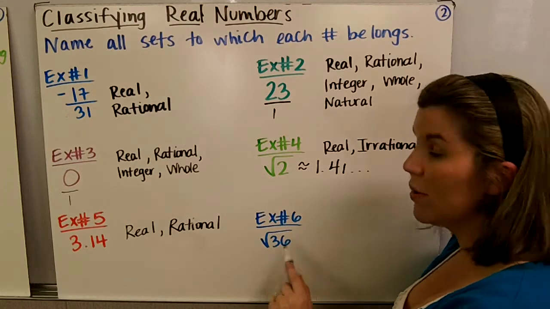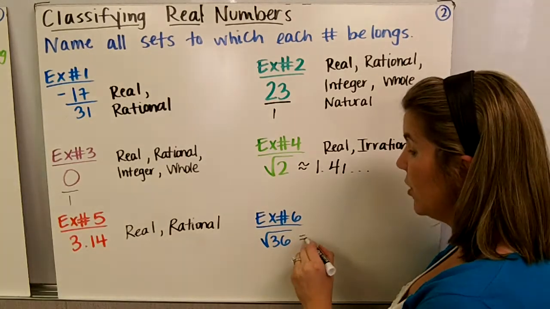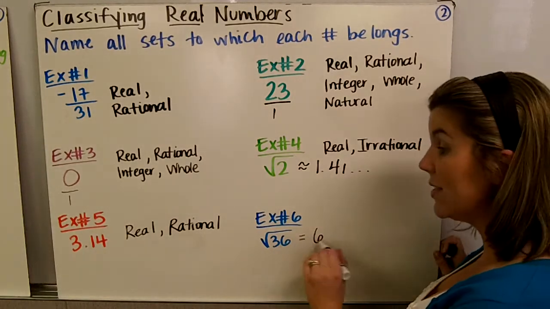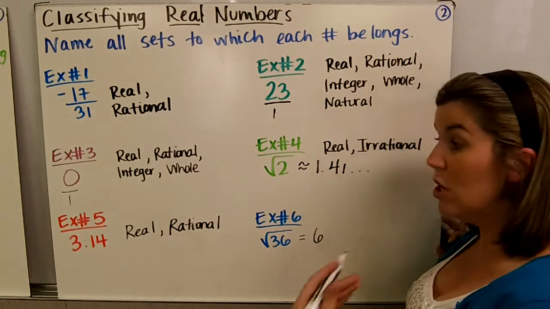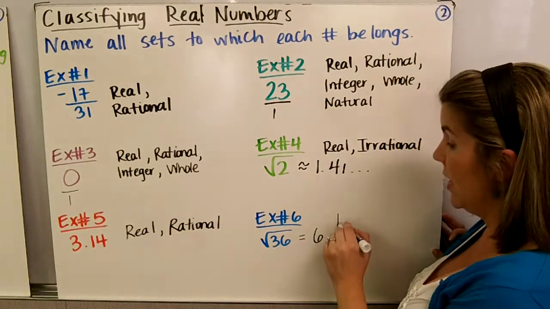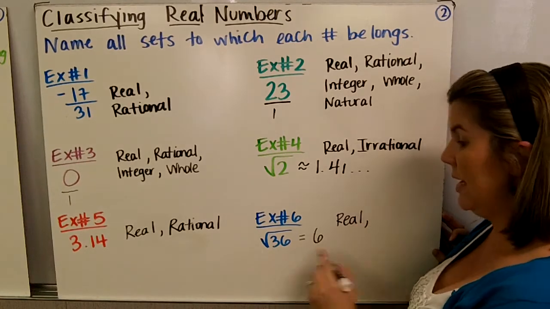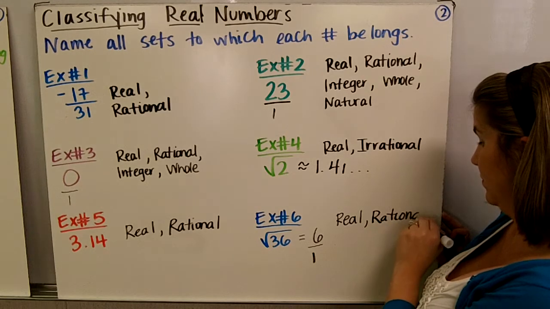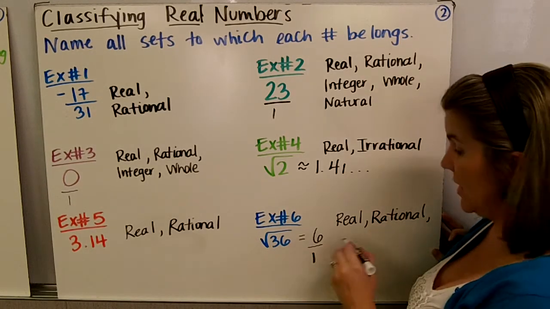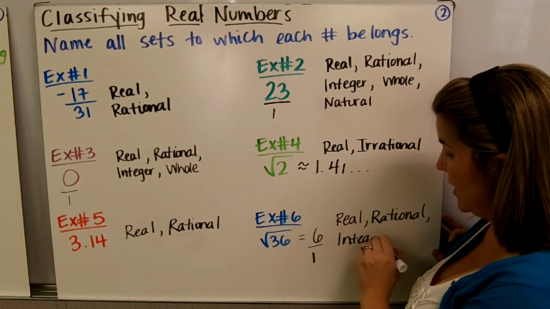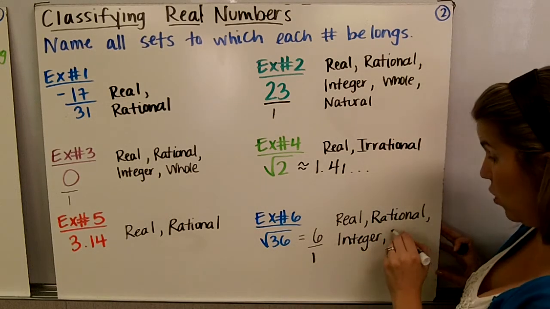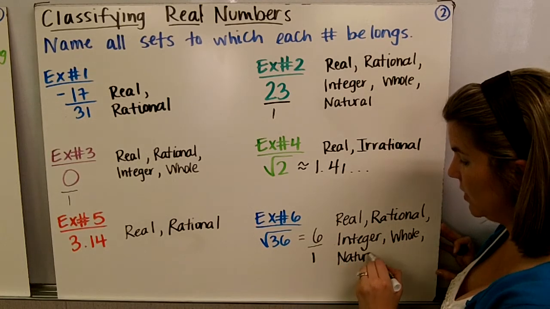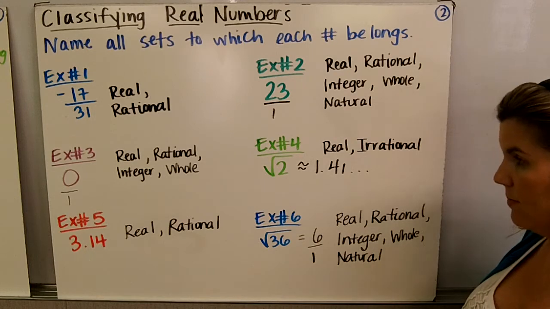Example number 6, square root of 36. Well, hopefully you know that the square root of 36 is 6. So these are equivalent to each other, so they are going to fall in the same sets. Real. 6 could be over 1, so rational. It is an integer. 6 is an integer. Square root of 36 is an integer. Whole. And natural. We can also count up to 6. All right.